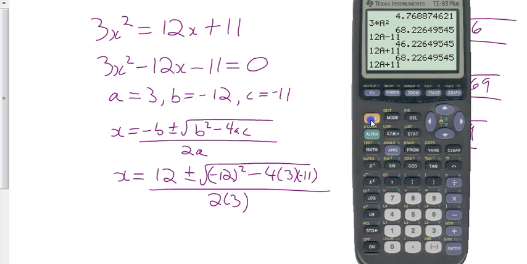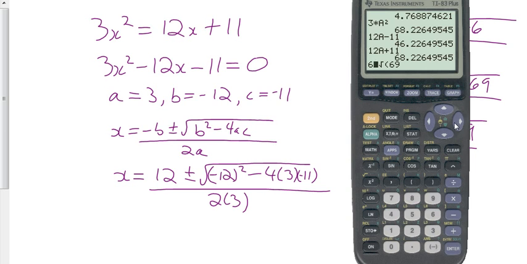Now, if I want to do the other root, I can go back up here and change that to a minus. Divide by 3. That's my other root. Store it in A. Go 3A squared and 12A plus 11. And huzzah, they're the same.